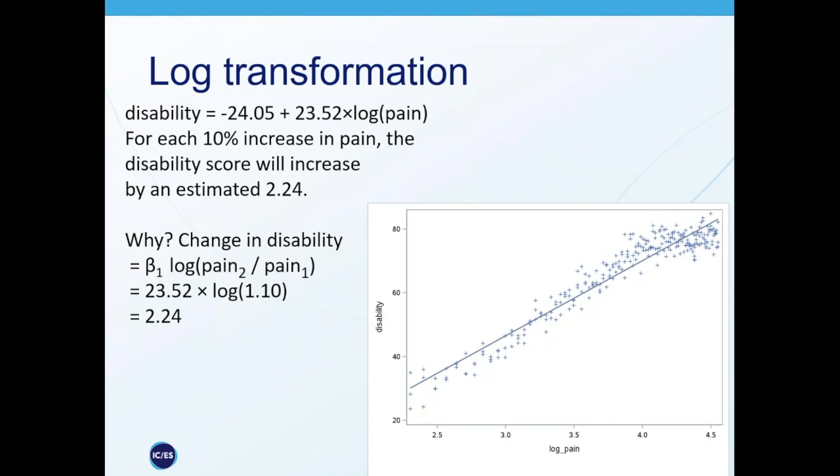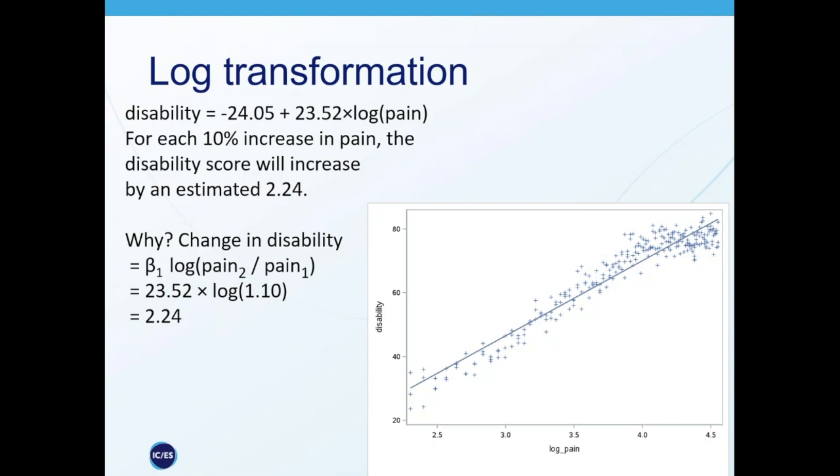I took the log of pain, and as I said, this does a very good job of fitting the data. I've shown the regression equation. I've got an intercept of -24, and I've got a slope of 23.52 times the log of pain. And this is interpreted as saying that each 10% increase in pain increases the disability score by 2.24 points.